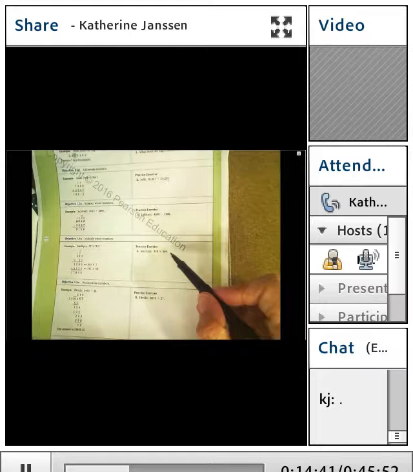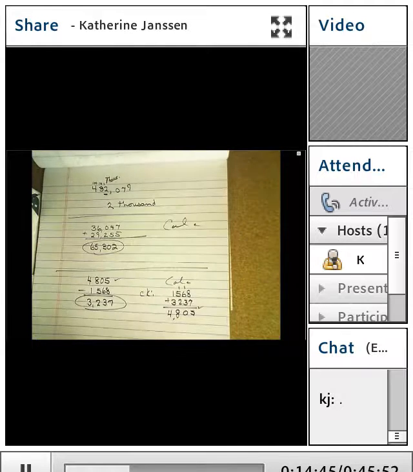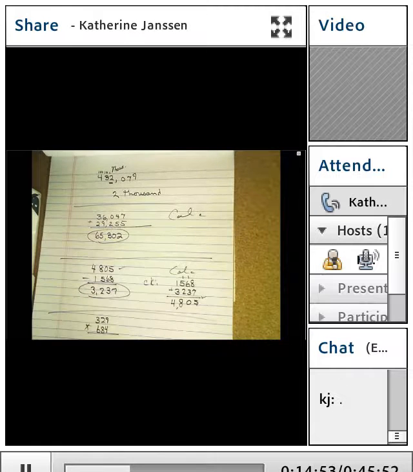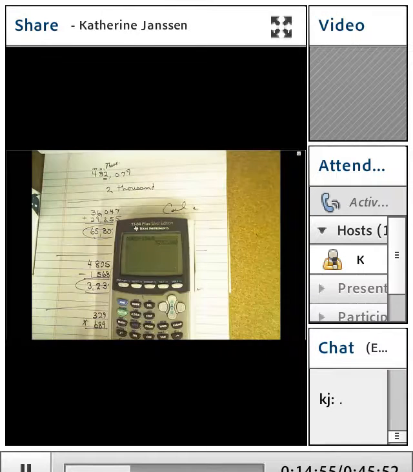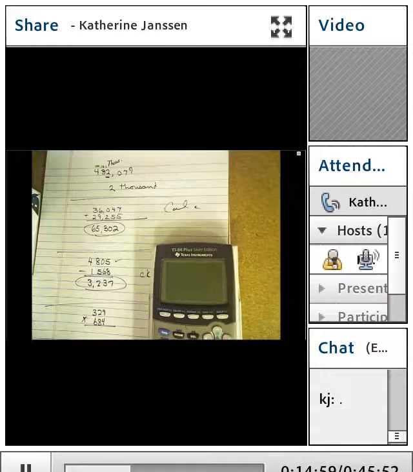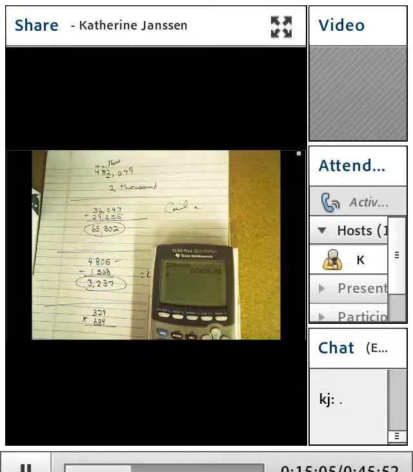Number 4, we're going to multiply 329 times 684. 329 times 684. And with our calculator, 329 times 684, we get 225,036.